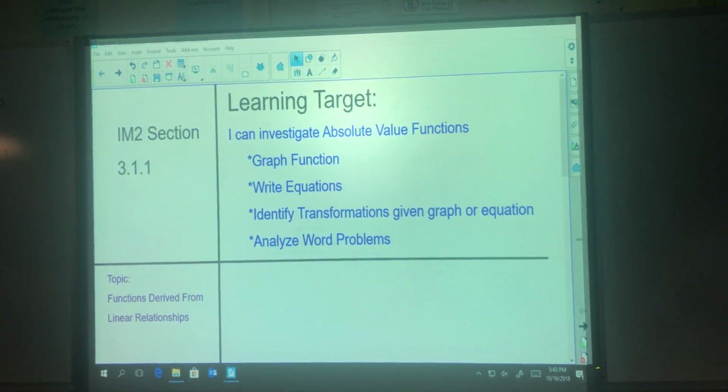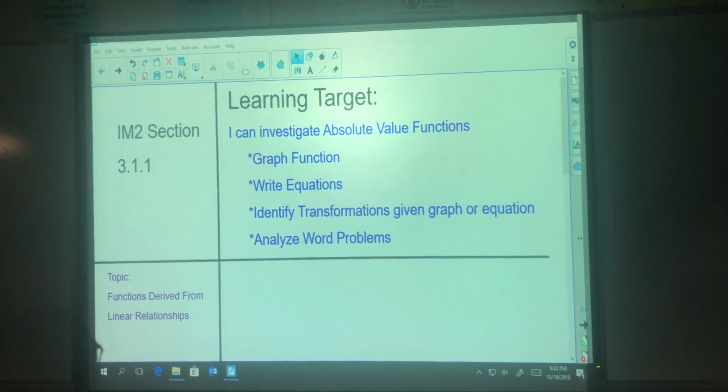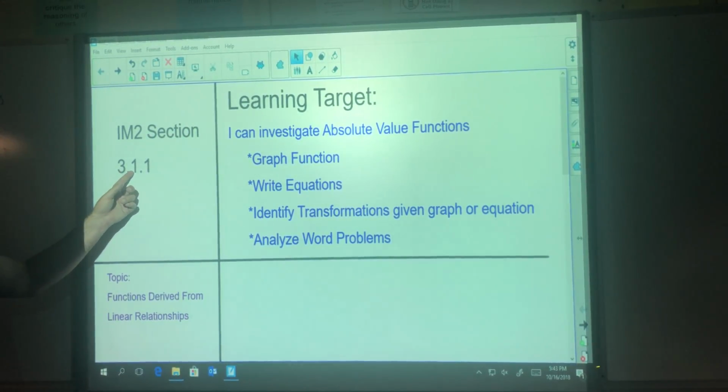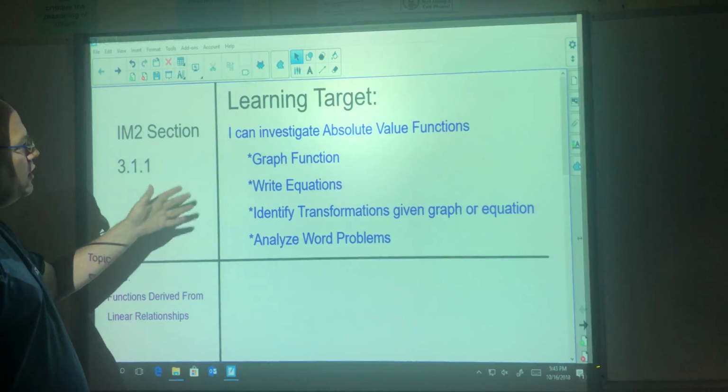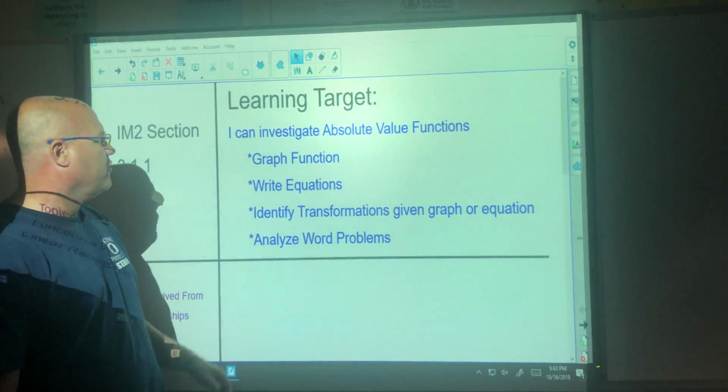These are your Integrated Math 2 Section 3.1.1 notes, for Module 3, Topic 1, Lesson 1. Our learning target is: I can investigate absolute value functions.